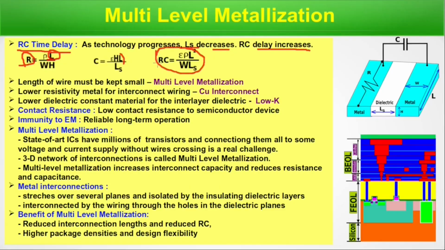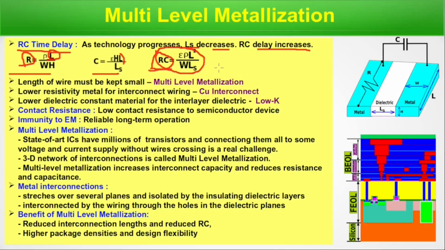What is RC time delay? We have already discussed in interconnect series in detail. RC delay should not be very high, otherwise the circuit cannot perform well. So length of wire must be kept small. Our requirement is that RC must be less. Higher resistivity, higher capacitance is not required. If we multiply R and C, their product is even bigger. So R and C individually should be kept lower. To keep it low, L must be kept low. L means length. The length of wire must be kept small.